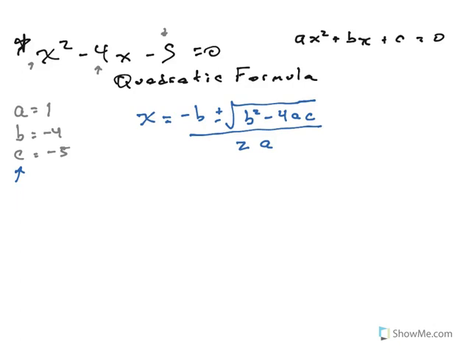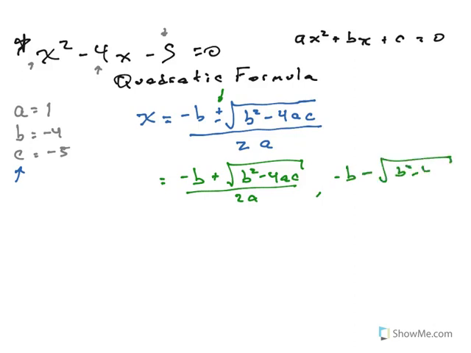Notice this little piece right here, this plus or minus, that means this really is two different equations. The first one, minus b plus the square root of b squared minus 4ac over 2a. And the other one is minus b minus the square root of b squared minus 4ac over 2a. So I'm going to get two answers, one where I use the plus and one where I use the minus, which is what I'm wanting. I do want two answers.